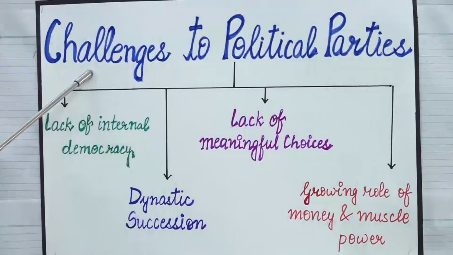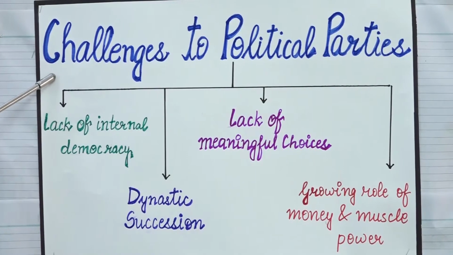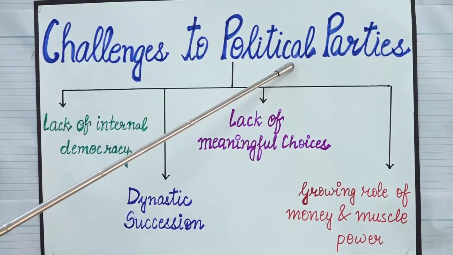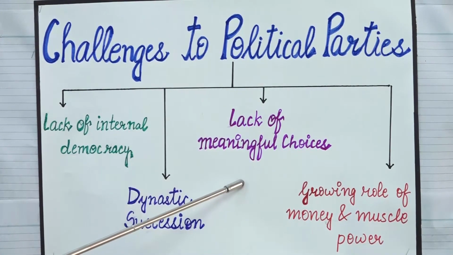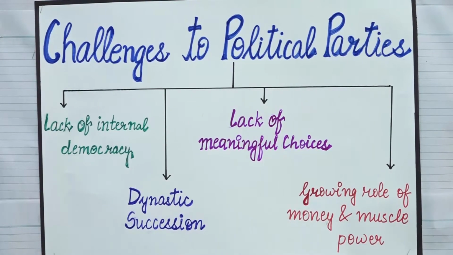Now, let's talk about the challenges to political parties. As we have seen the functions, meaning, types, now we are going to talk about challenges to political parties. The first and the most important challenge is lack of internal democracy. Number 2 is dynastic succession. Number 3, lack of meaningful choice. And the fourth is growing role of money and muscle power.